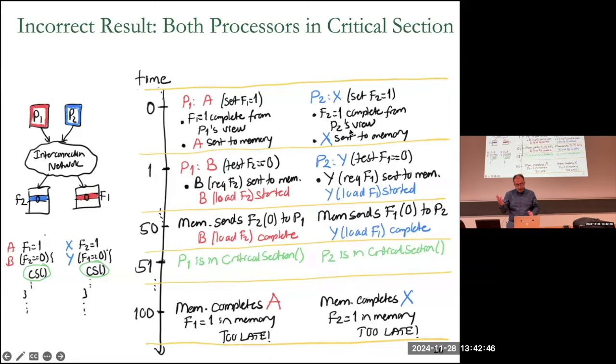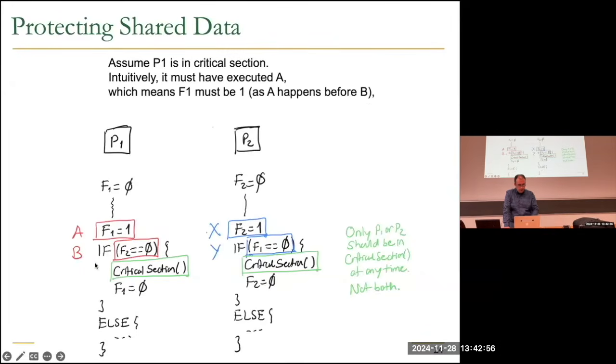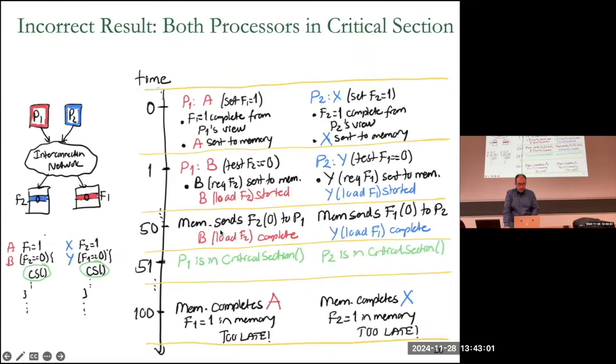Here also the same thing in parallel. P2, assume that it reached this X. We call this instruction X here. So these two are instructions A and B, and these two are X and Y. P2 also executes instruction X, meaning that it sets F2 to 1. And from processor 2's point of view, you retire this instruction, essentially, and you send this X to the memory.